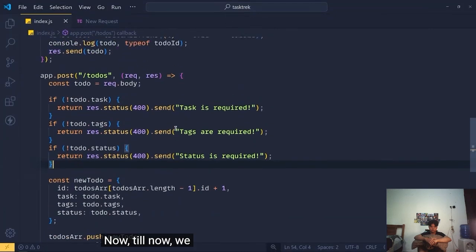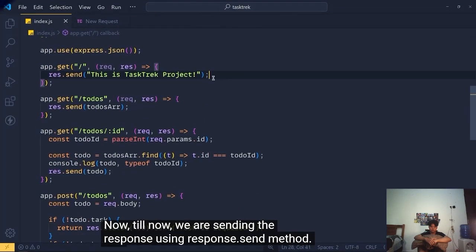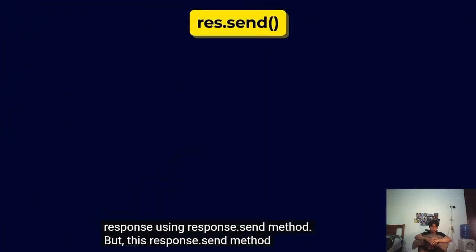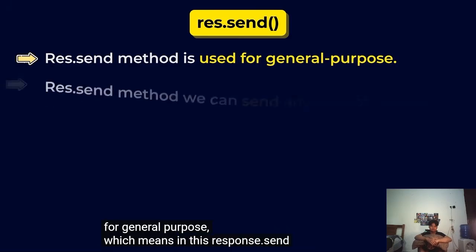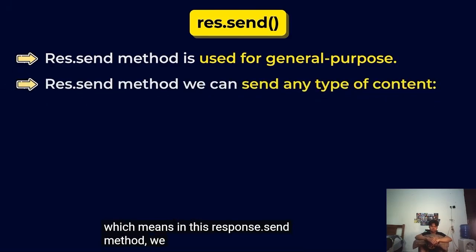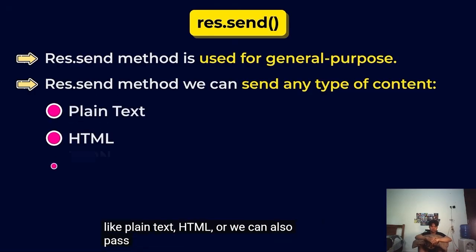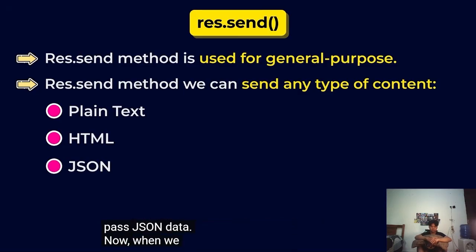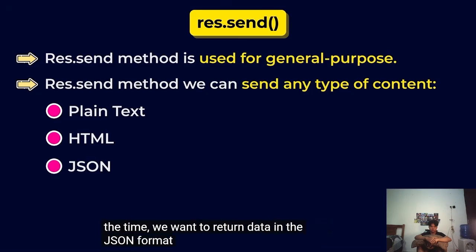Now till now, we are sending the response using the response.send method. But this response.send method is used for general purposes, which means we can send any type of content like plain text, HTML, or we can also pass JSON data. Now when we create an API in Node, most of the time we want to return data in the JSON format because it is much easier to handle.